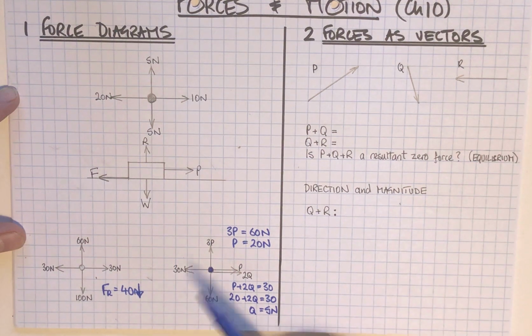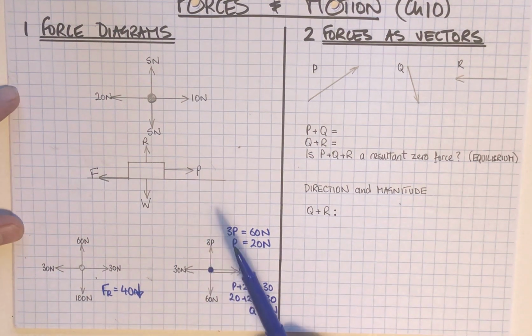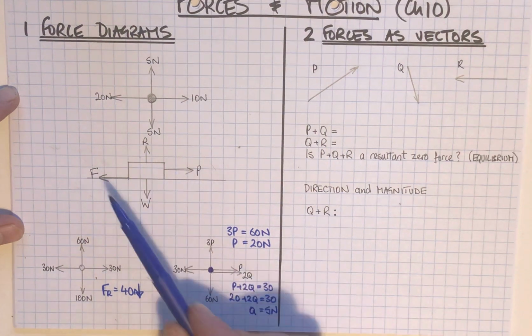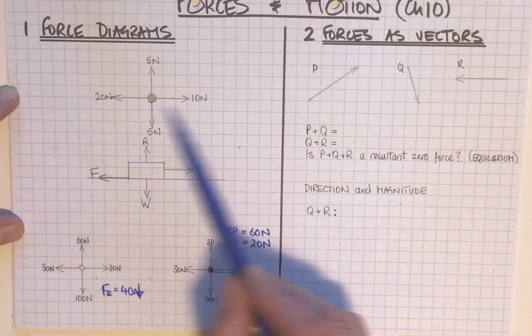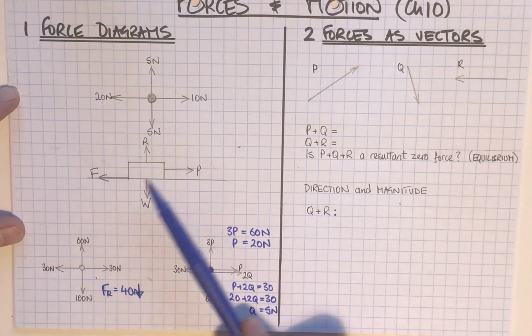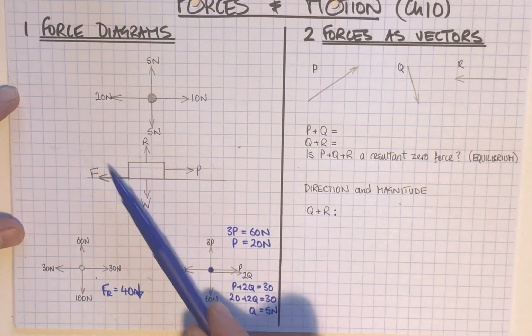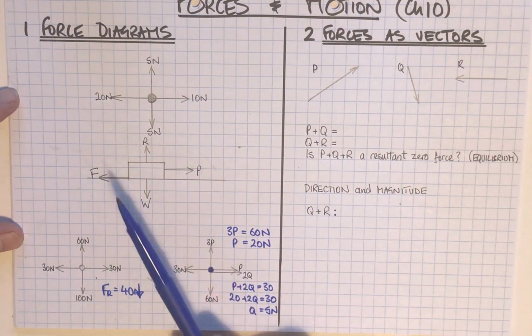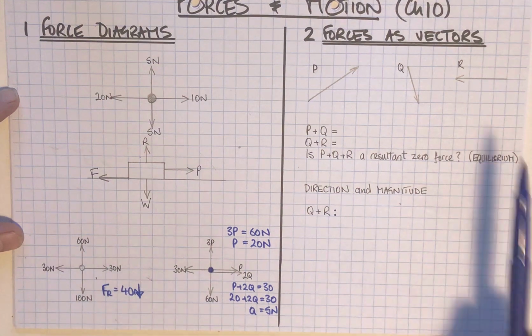Getting a good diagram before you start any of the questions is key to getting the answers right. Making sure you've got all your forces drawn on your diagrams, up, down, left, right, and later on we'll look at forces that pull at various angles. There are two ways of showing forces that are pulled at an angle, and that's forces as vectors. That's the next section.